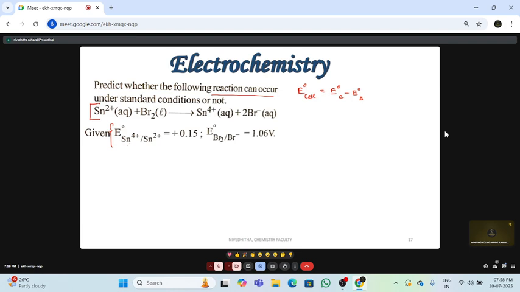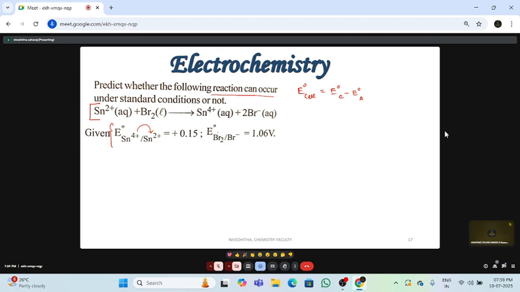Yes. Here, tin is in 4 plus oxidation state, here tin is in 2 plus oxidation state. So 4 plus to 2 plus, tin has to gain 2 electrons. So it is basically gain of electron, reduction. So this is reduction potential. Here it is bromine, and this bromine is gaining electron to get converted into Br minus. So this is also gain of electron, reduction. So this is also a reduction potential. So here both the values are reduction potential. So we can use this data.